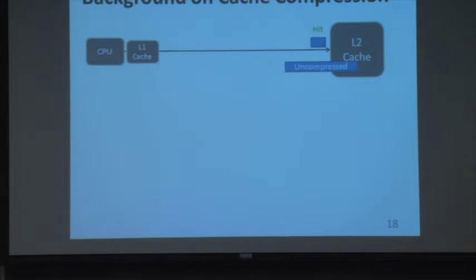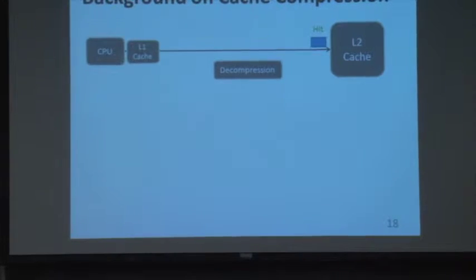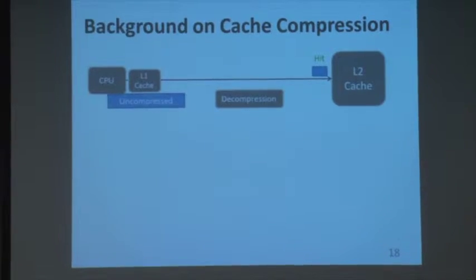There can be two possibilities there. In the L2 cache, you can get an uncompressed cache line. Then this cache line just immediately returns to L1. But you can get a compressed line, and then you need to decompress it. That's unavoidable, no matter what kind of compression scheme you use. So it means there will be a latency on the critical path of your execution.